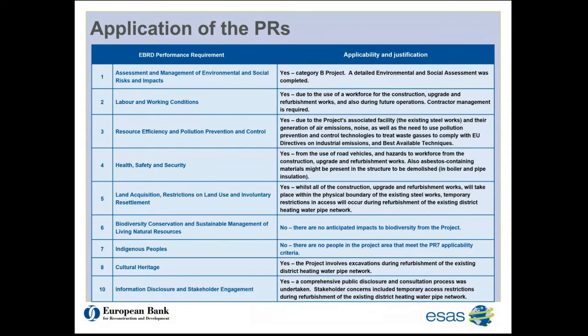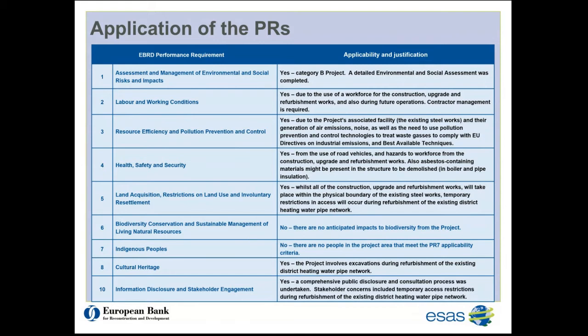Thank you. So in relation to PR4, Health, Safety and Security, well, PR4 applies as well from the use of project road vehicles on the public network, potential hazards to the workforce for the construction, upgrade and refurbishment works. There's the potential for asbestos-containing materials to be present within demolished structures. And there's also community health and safety risks associated with construction and refurbishment works outside of the actual industrial facility where pumping stations and other components of the district heating system are present.